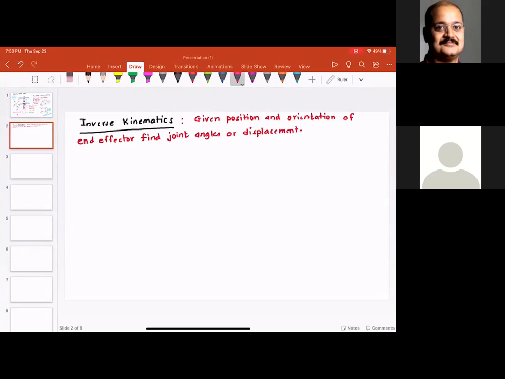Now there is an extension of inverse kinematics that is called inverse dynamics. So that means given forces and torques on end effector, find joint forces and joint moments.